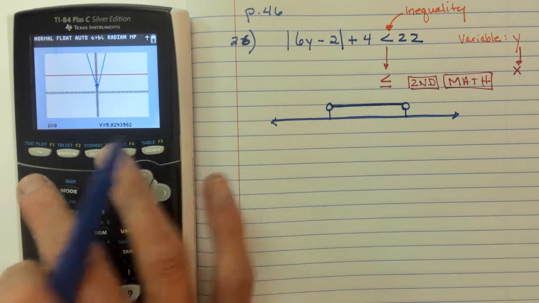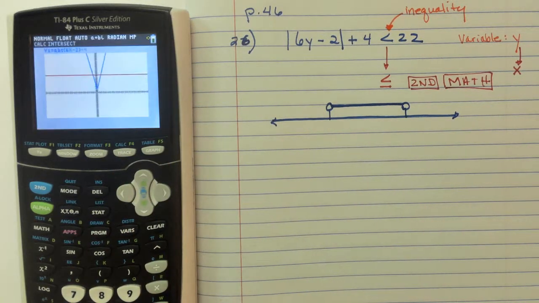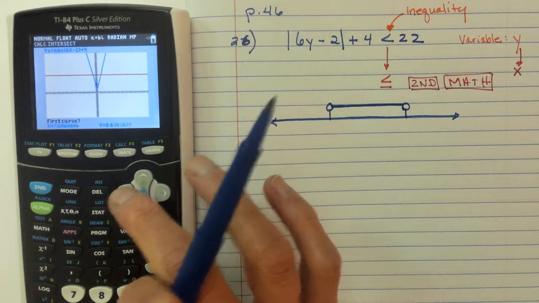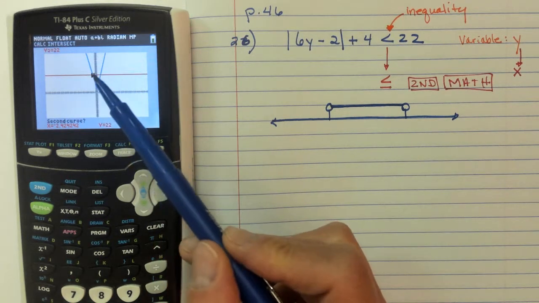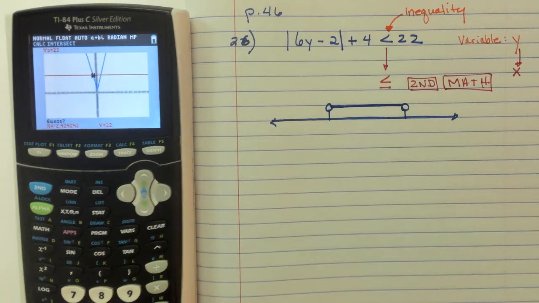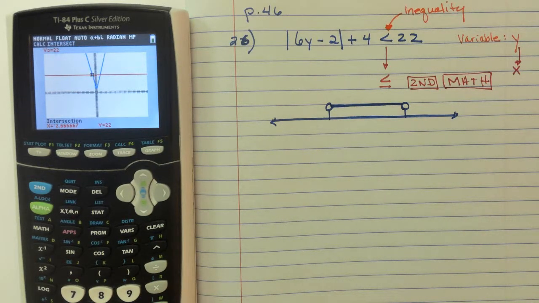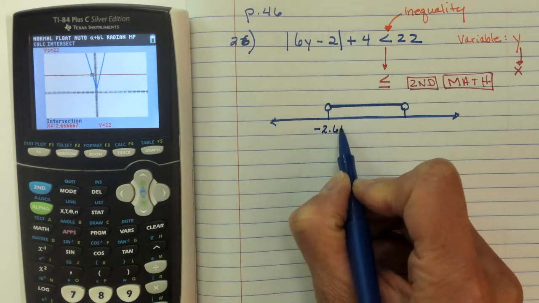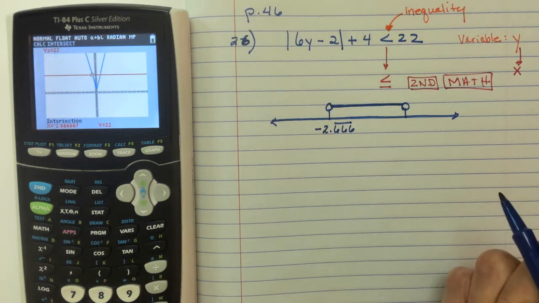So I'm going to do second, trace, intersect, number 5, just like we did on the previous one. I'm going to move that cursor over to the intersection I'm interested in. I'm going to push enter. It went to my second curve. It's over where I want it. I'm going to push enter, and then it asks me to guess. I'm going to push enter again. So for right now, I'm just going to write this as a decimal, but I have to change that to a fraction.